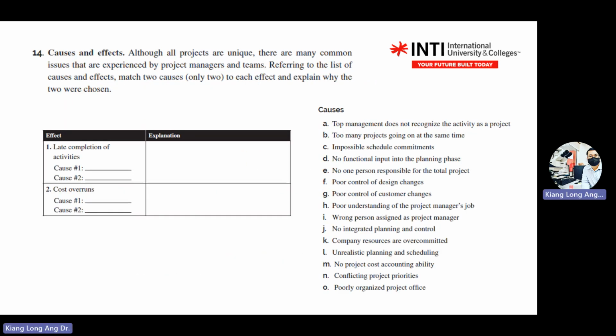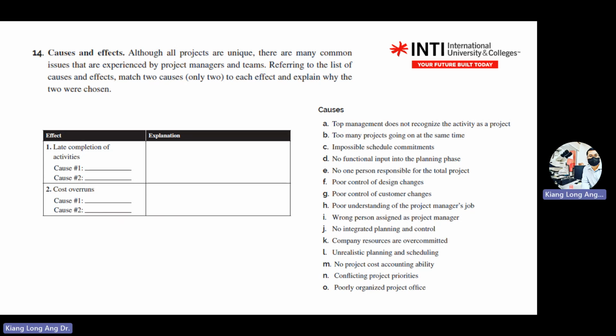Okay, 14 is an interactive question. Okay, number 14. This one is just a brainstorm, and you have a cause and effect. Although all projects are unique, there are many common issues that are experienced by the project manager and teams. Refer to the list of cause and effect. Match two causes, only two, to each effect and explain why they were chosen.